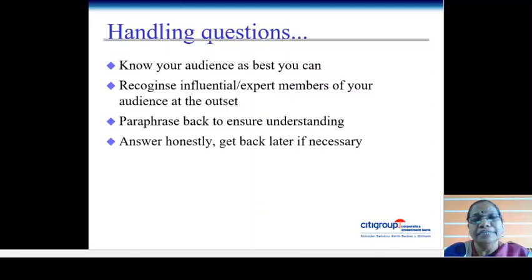Answer honestly and get back later if necessary. It means that if it is necessary to go back, then go back and explain whatever the queries are. So whenever someone asks you a question, answer honestly.